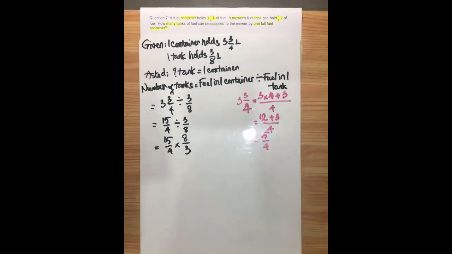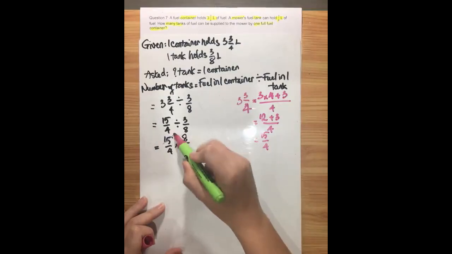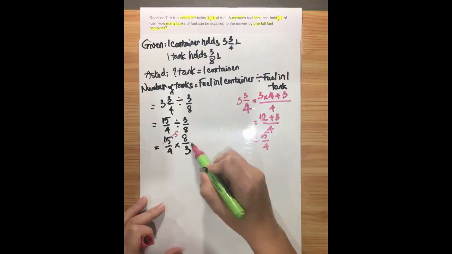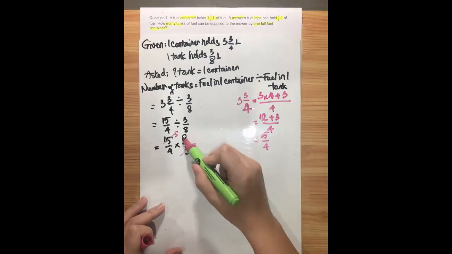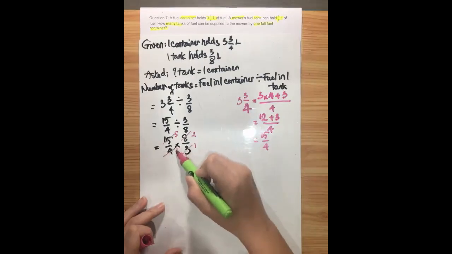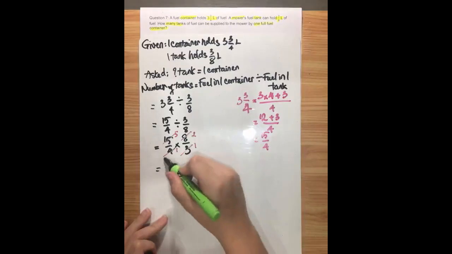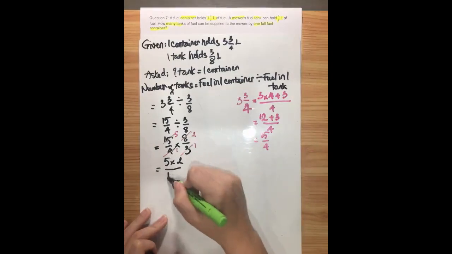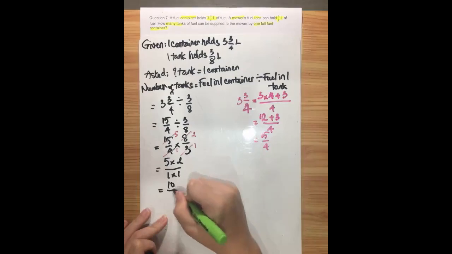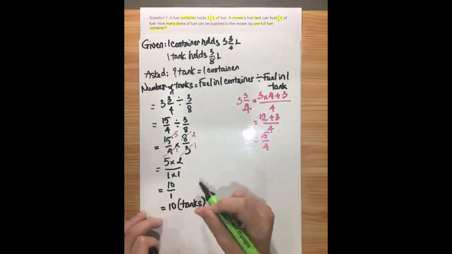So I can see a few numbers with common factors here, and I would like to simplify them first. So 15 divided by 3 is 5, and then 3 divided by 3 is 1, 8 divided by 4 is 2, and 4 divided by 4 is 1. So basically, I have 5 times 2 divided by 1 times 1, and that's just 10 over 1, and that's just 10 times. That's my unit.